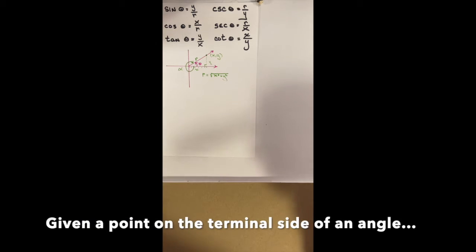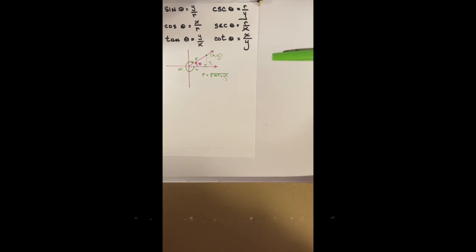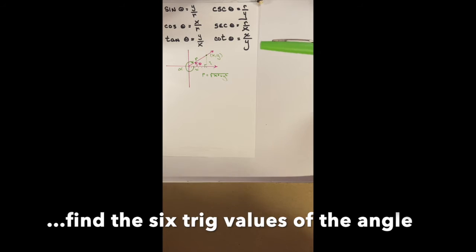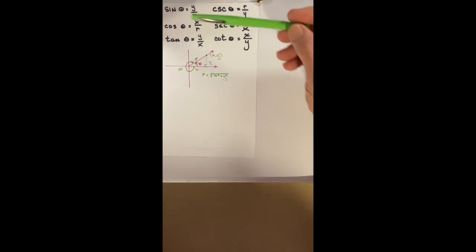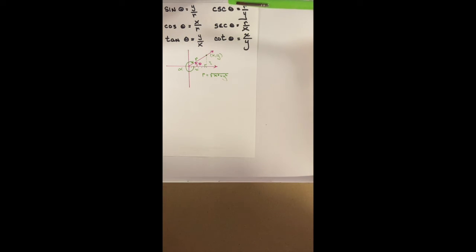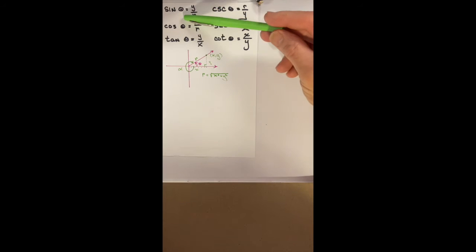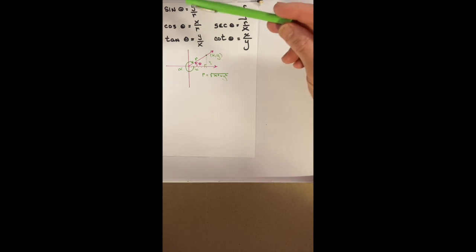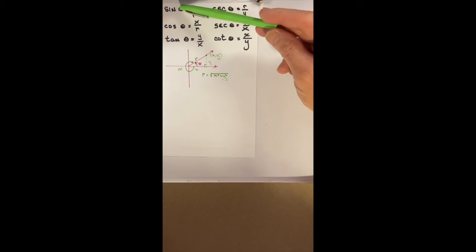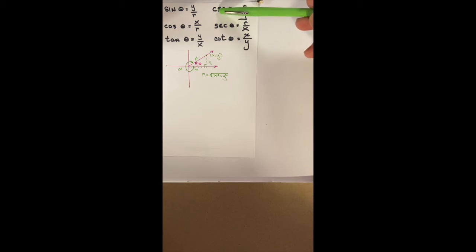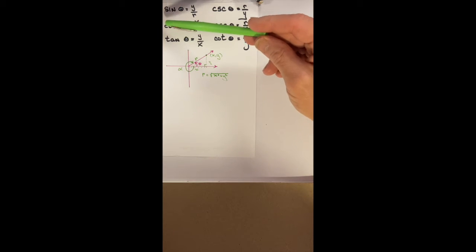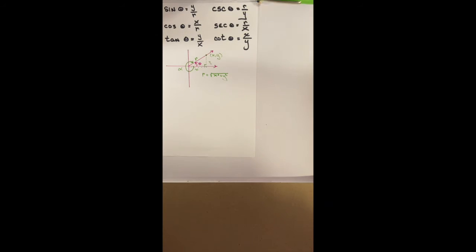So this is going to be a quick review of the new definitions that we have for the trigonometric functions. And if you remember, there are 6 trig functions. There's sine, cosine, and tangent, which you have dealt with before. And then there are the reciprocal functions. The reciprocal function of sine is cosecant. The reciprocal function of cosine is secant. And the reciprocal function of tangent is cotangent.